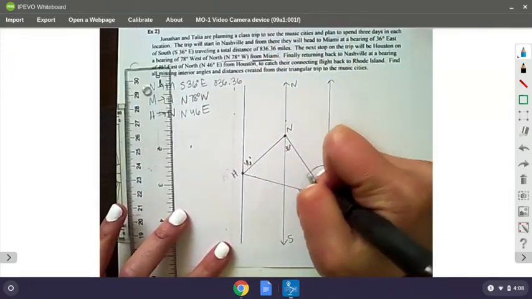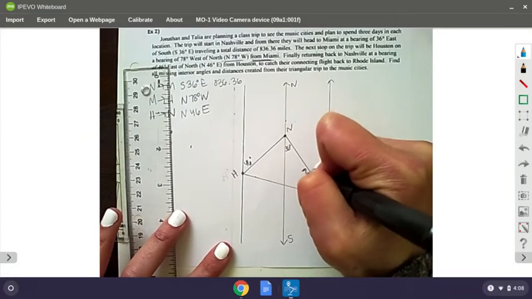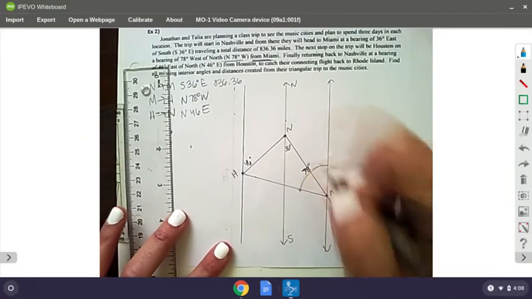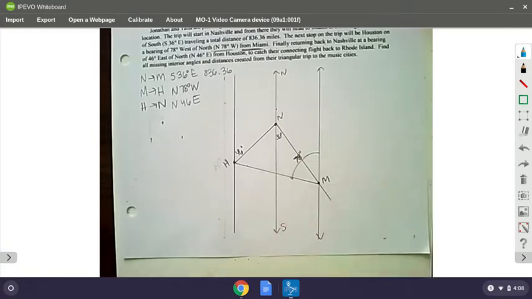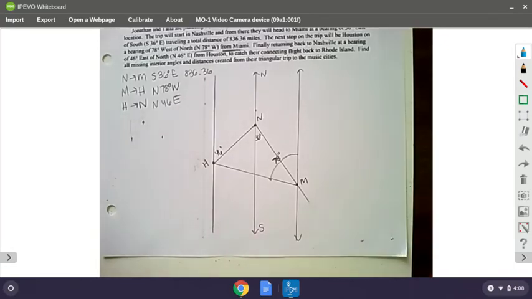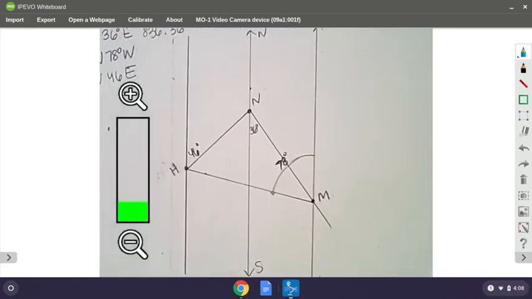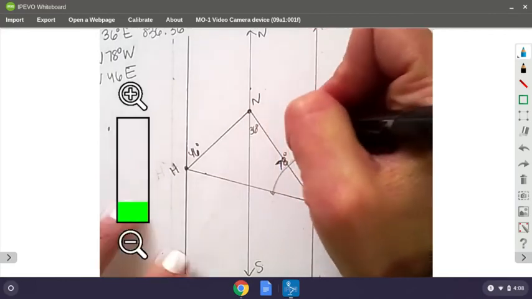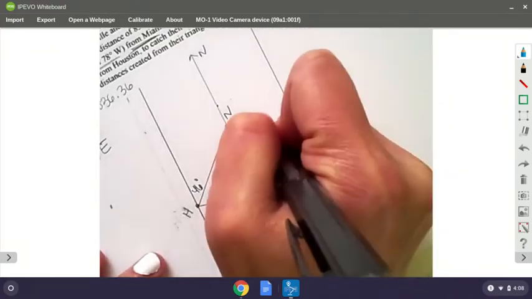Oops, I just noticed I forgot to label this one. This one was 78 rather. Okay, so this is just drawing it. That's, I'm assuming, going to be the hardest part for you guys, but just take it one bearing at a time and just keep building and going in order of the problem. So now that we have this, let's fill in some more angles. I'm going to zoom in a little bit here. Oh, also from Nashville to Miami, we can label was 836.36.